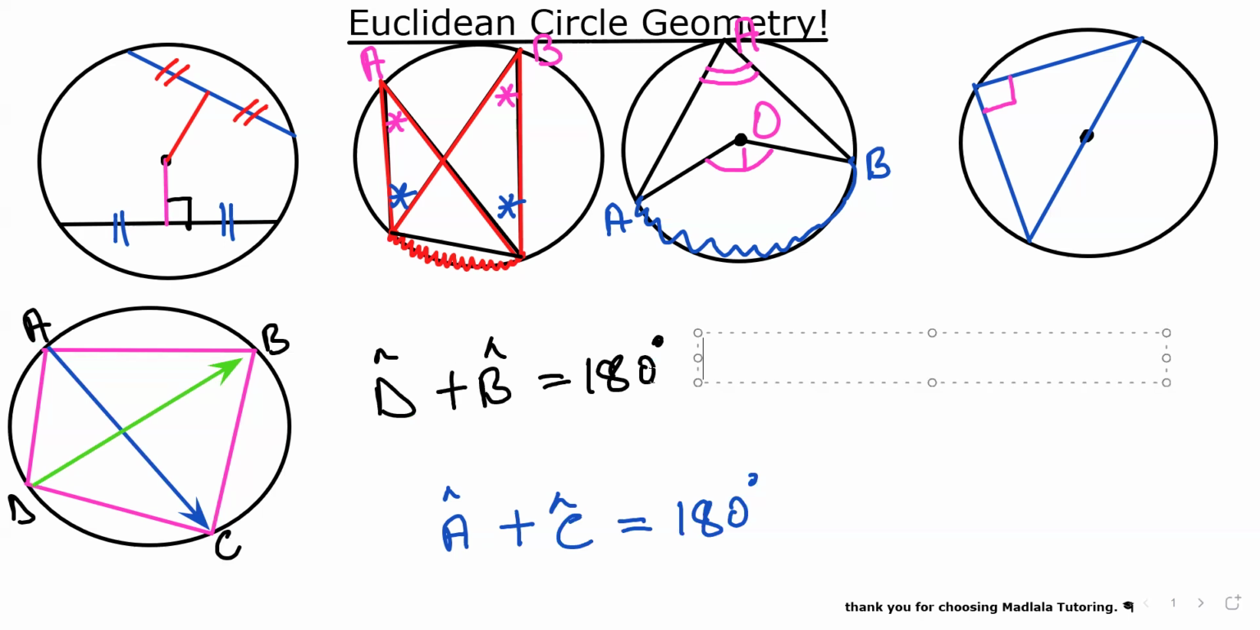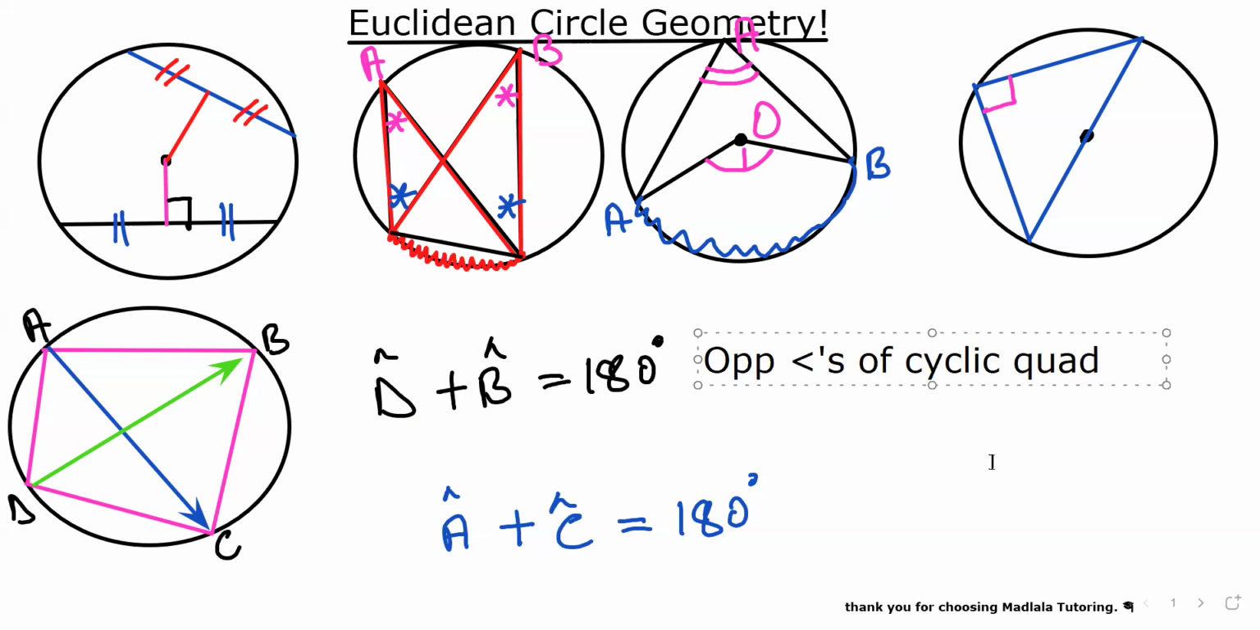And every time you use this theorem, the reason that you use is opposite angles of a cyclic quad are supplementary, which means they add up to 180 degrees. That's the reason you use, all right?